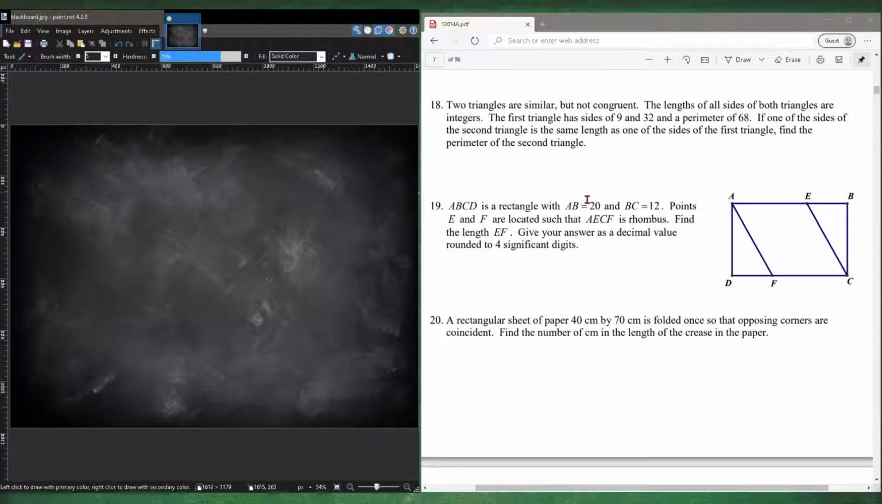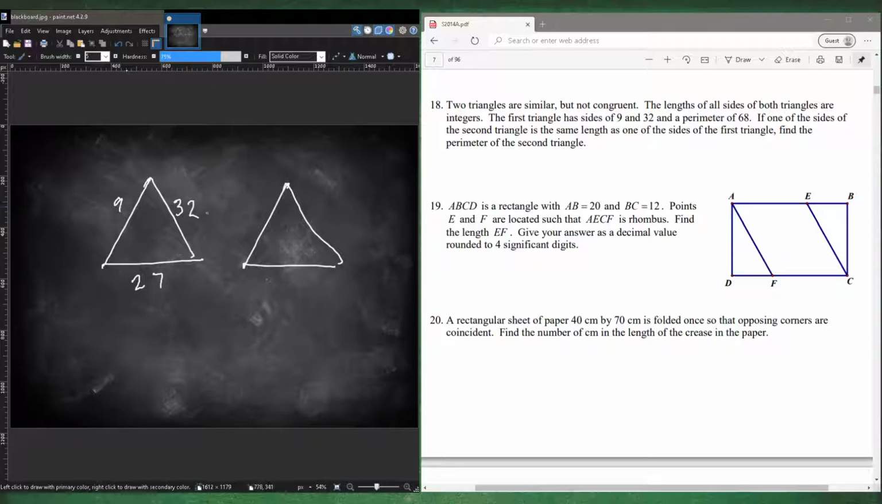Number 18. Two triangles are similar but not congruent. The length of all sides of both triangles are integers. So they're all integers. Let's draw two triangles. The first triangle has sides 9 and 32 and a perimeter of 68. So that's 41, and 68 minus 41 is 27. If one of the sides of the second triangle is the same as one of the sides of the first, find the perimeter of the second. So let's say the one that's the same as 9.